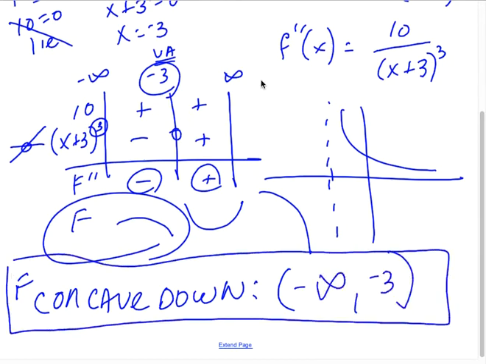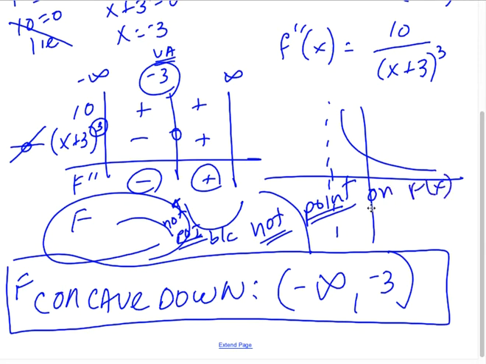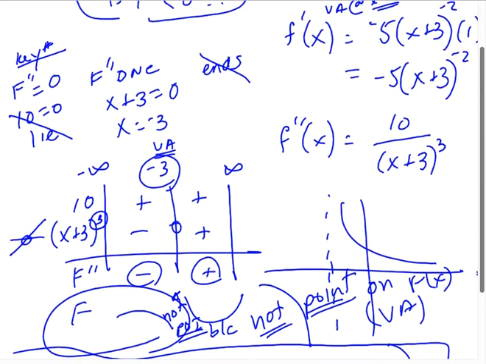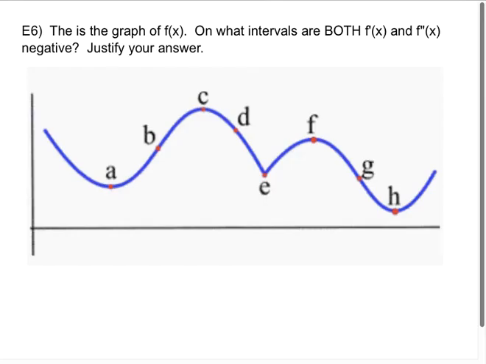Now, for the record, if I asked you, this is not a point of inflection because it's not a point on the graph. It's not a point on f of x. It's a vertical asymptote. So to be a point of inflection, you have to be a point on the graph. You weren't asked that, but just to be clear, it is a thing. All right, let's do an E6 and a P6 and then call it a day.